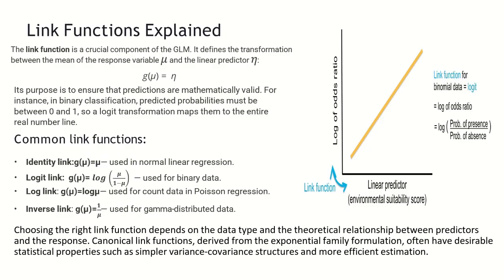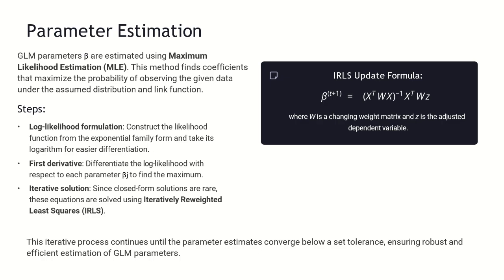Choosing the right link function is not just a mathematical step, it reflects the theoretical relationship between predictors and response and can significantly impact the model's interpretability and accuracy. Now, the next slide is about parameter estimation.